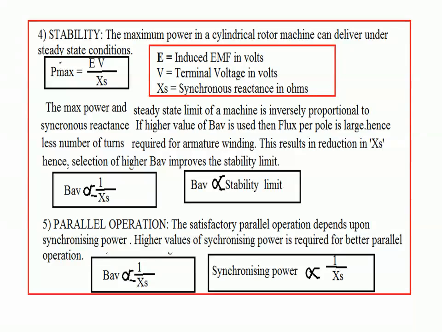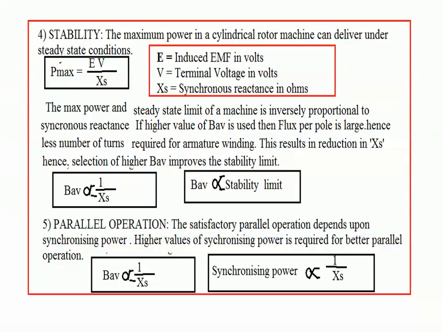You remember, you have to make two blocks. B average is inversely proportional to XS. Higher B average, lower value of XS. Then higher B average or lower value of XS is related to stability limit. Higher value of B average, less XS. Higher B average improves the stability limit. Same thing depending upon the XS, higher B average, less XS.